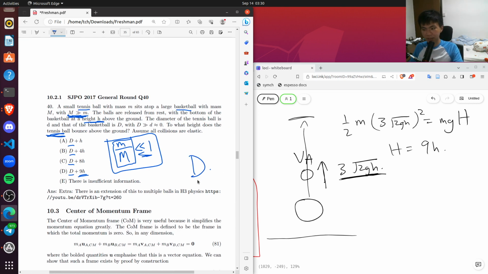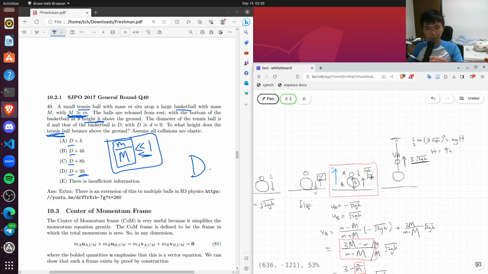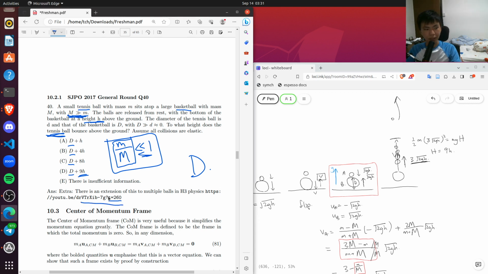And there's also an extension. For a bit of extra curiosity, there's an extension of this question where not only two balls bounce on top of each other, but many balls. What you end up with is a recurrence relation. The tennis ball, after it goes upwards, hits another ball, which hits another ball, which hits another ball, and the top ball is going to fly super fast. That is a question in H3 physics actually. You can watch it in the video over here at this timestamp. That's all I have for this question. See you in the next one.